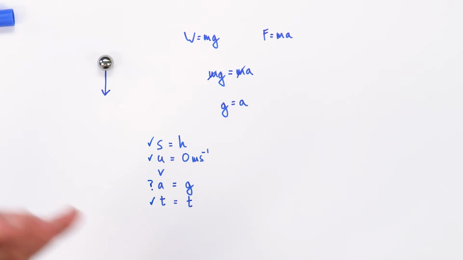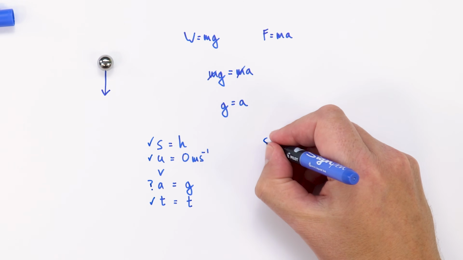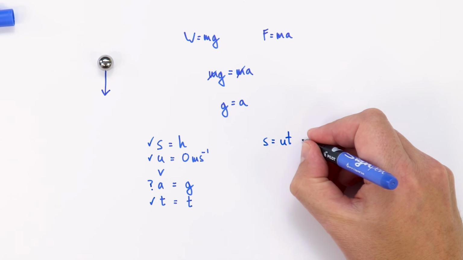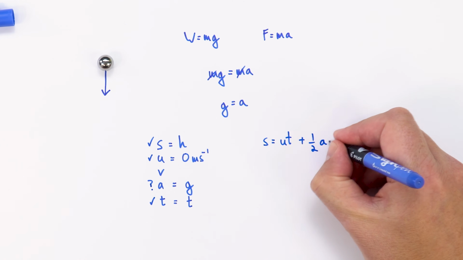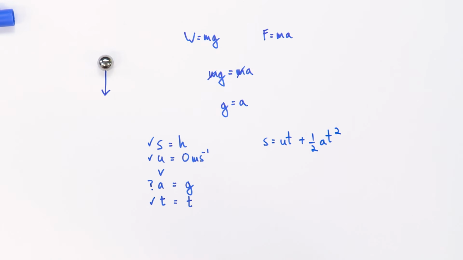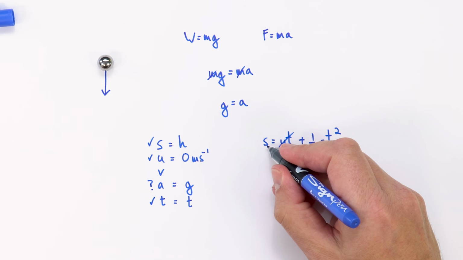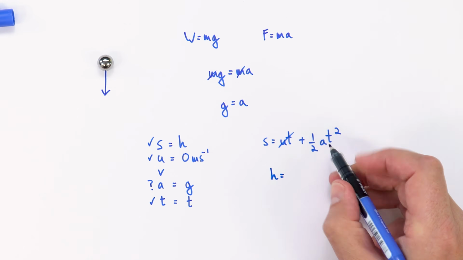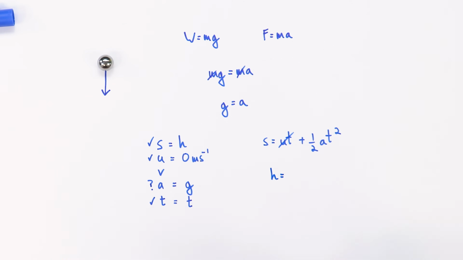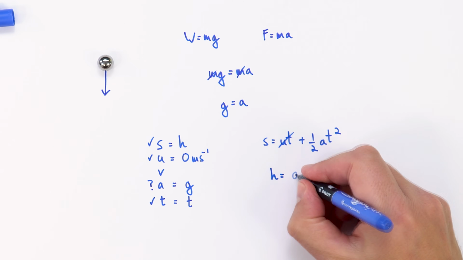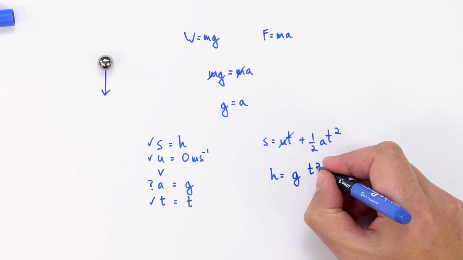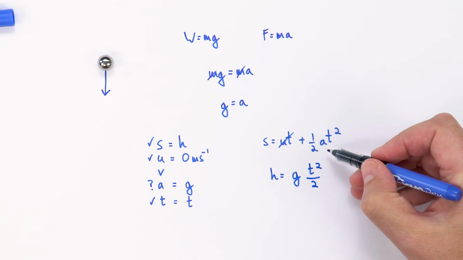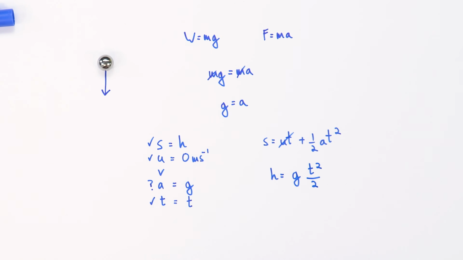A. So the equation that we can use is S is equal to UT plus a half AT squared. And of course, if U is 0, that term goes to 0. So we can say that the height it falls through, S, or I'm just going to call it H, is equal to a half AT squared, which I'm going to write as g times t squared over 2. So this acceleration is due to gravity.